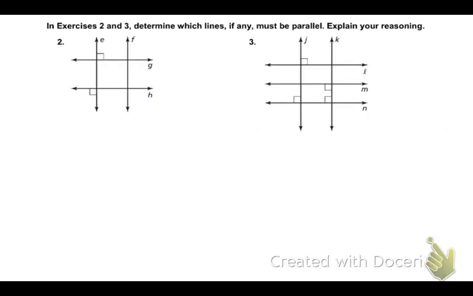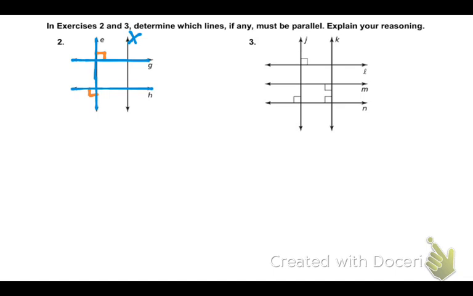The last thing we're going to go over is determine which lines, if any, must be parallel. All right, so what you need to do, if I were you, I would highlight or outline where angles are marked congruent. These are right angles, so therefore they are congruent. And then look at the intersections that they're on. This angle is on these two intersections. This angle is on these two intersections. So does F have anything to do with the two angles that are marked congruent? No, absolutely not. So F will not be a part of our answer.